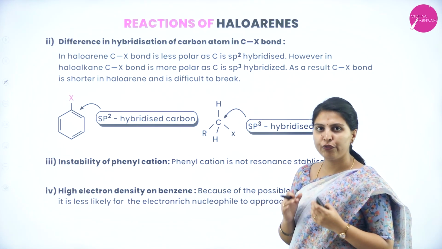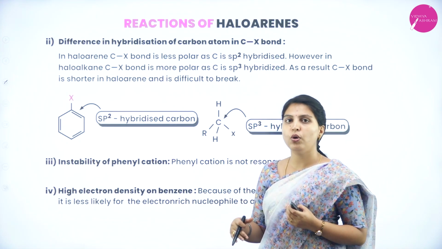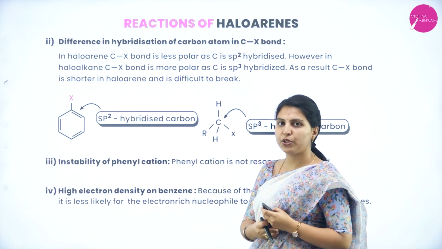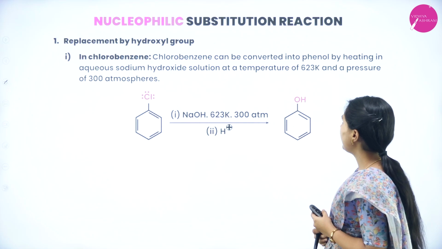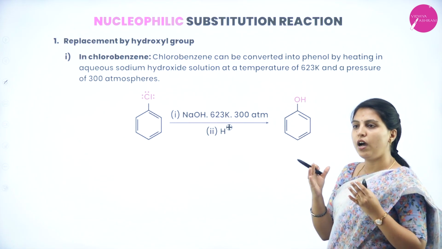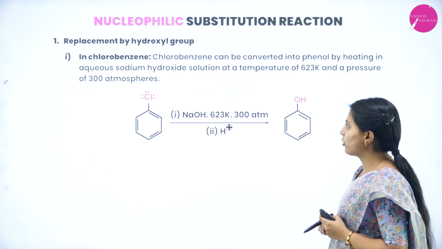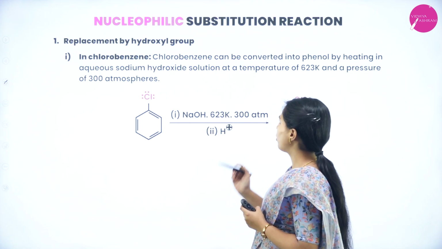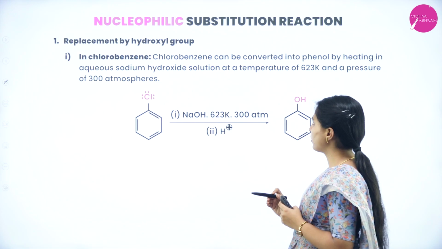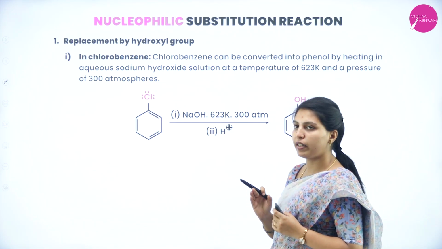Okay, these were the four major reasons why haloarenes do not undergo nucleophilic substitution reaction as readily. Next, we will see the nucleophilic substitution reactions and in what context they may form. Replacement by hydroxyl group in chlorobenzene. Chlorobenzene can be converted into phenol by heating in aqueous sodium hydroxide solution at a temperature of 623 Kelvin and a pressure of 300 atmospheres.